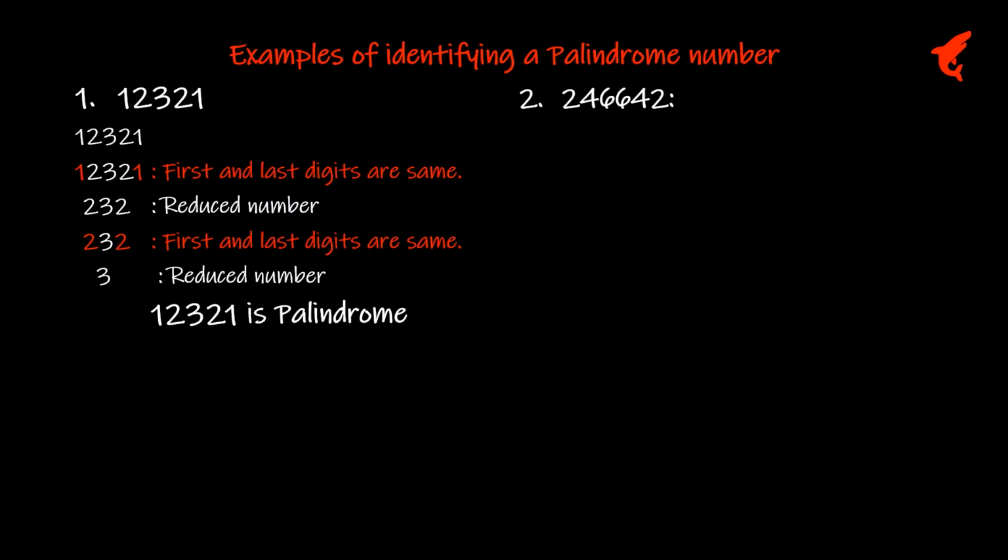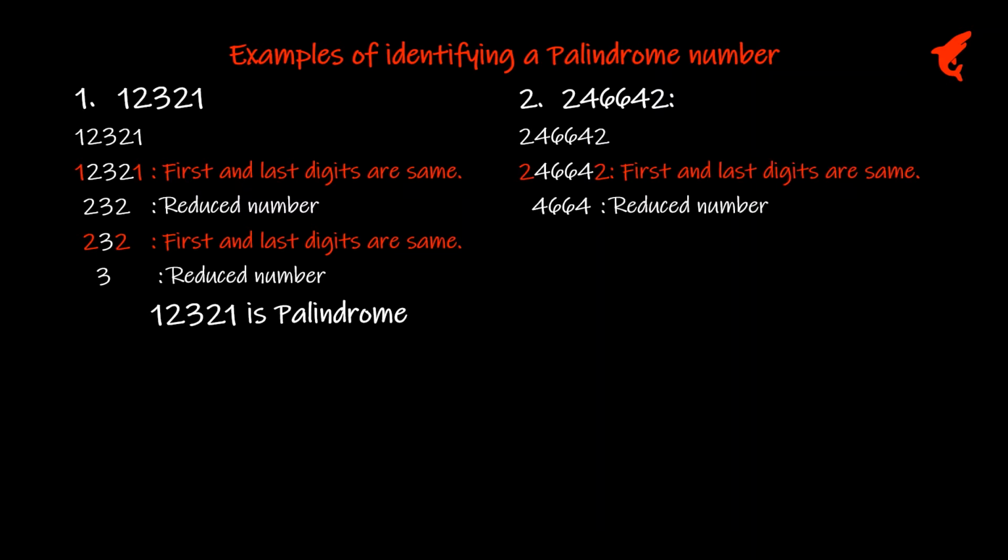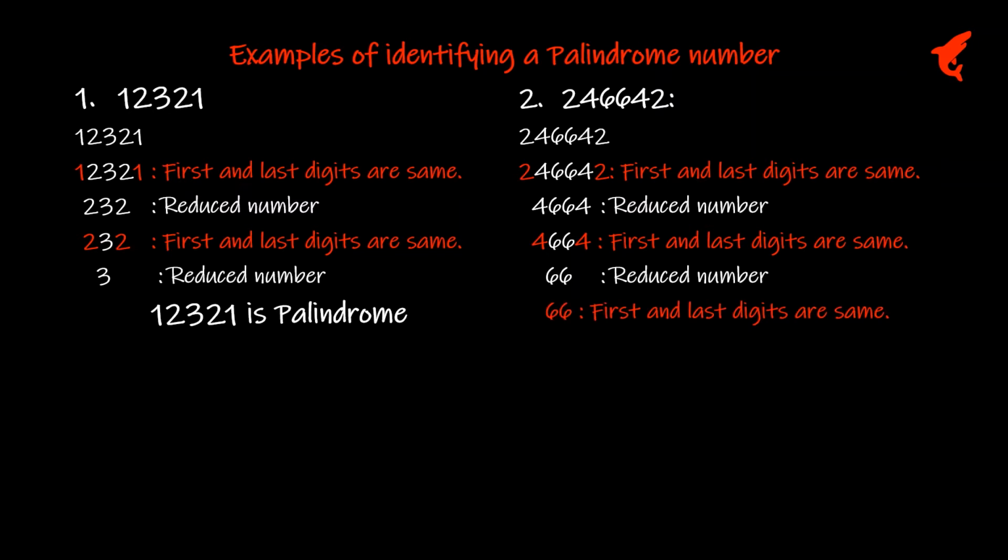Let's take one more example, 246642. The first and last digits are compared, which are the same. The number is then reduced to 4664. The first and last digits are again compared, which are also the same. The number is then reduced to 66. The first and last digits are again compared, which are also the same. So the number 246642 is a palindrome number.